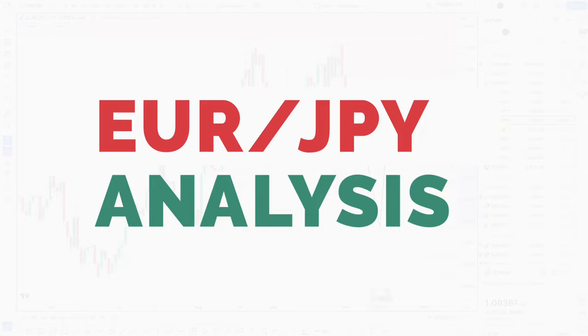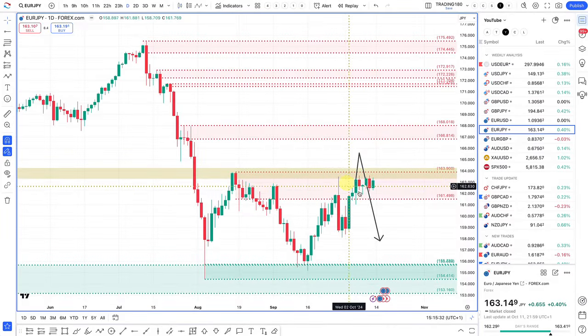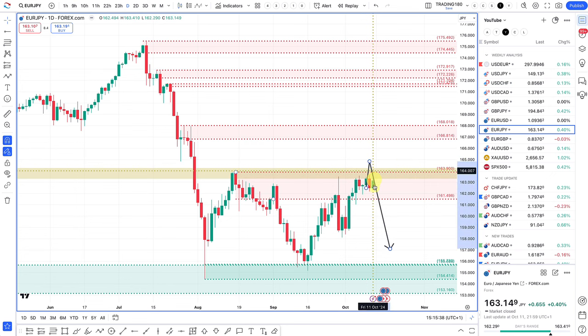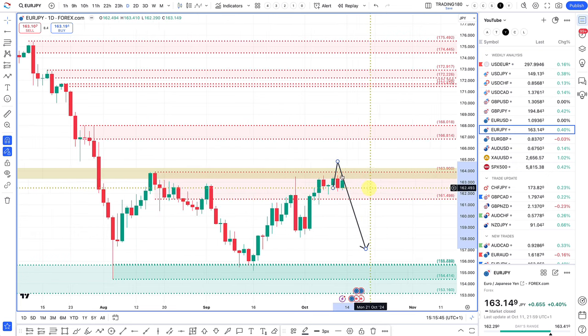Looking at the euro yen, and I'm actually in the euro yen still. I say still, but I got into a new trade again. I'll go over that a bit later on in the video. So I got in around here.